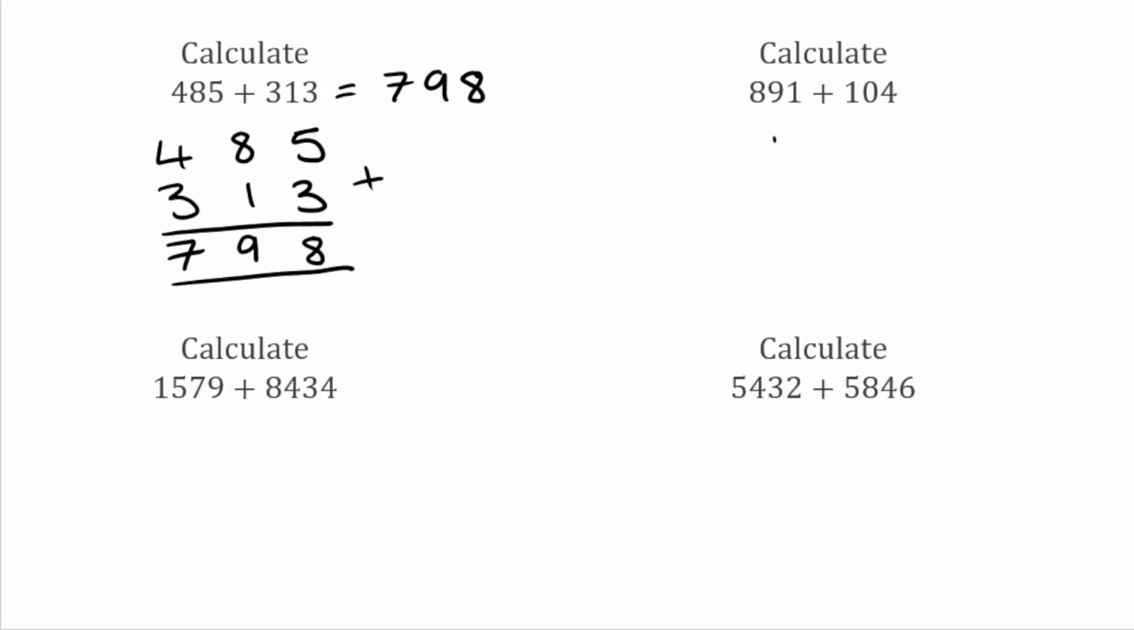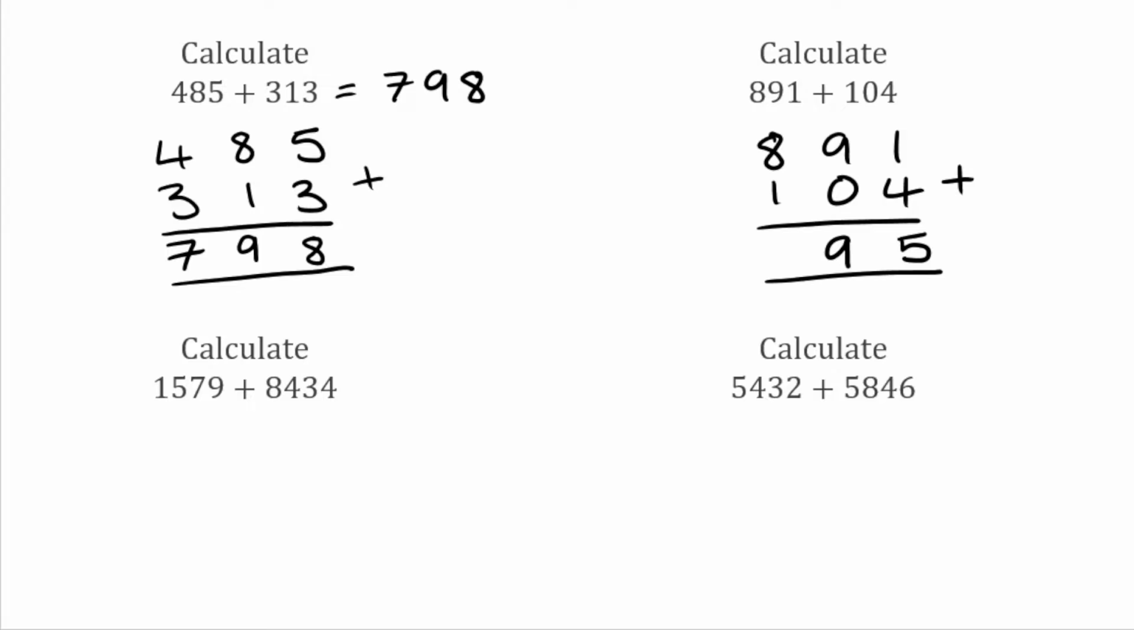Okay, moving on to this next question, we have 891 add 104. Again, starting with the right-hand column first, we have 1 add 4, which is 5. We then have 9 add 0, which is 9. And then we have 8 add 1, which is also 9. So our final answer to this one would be 995.